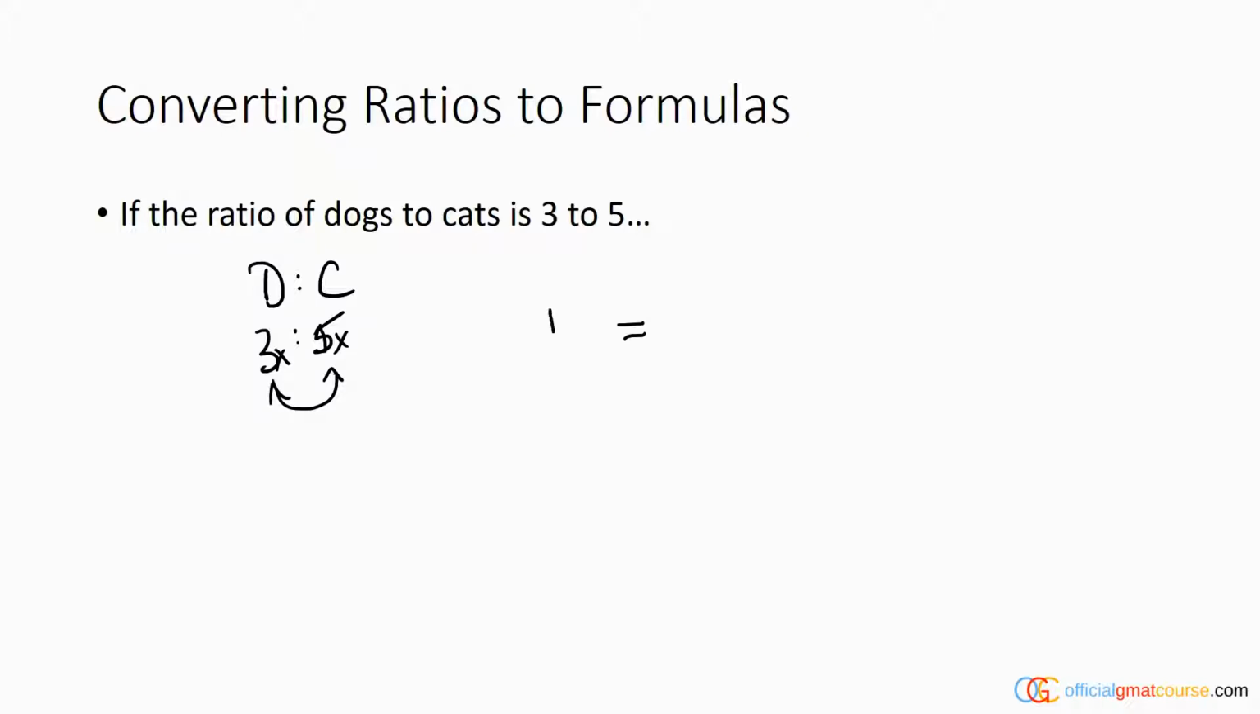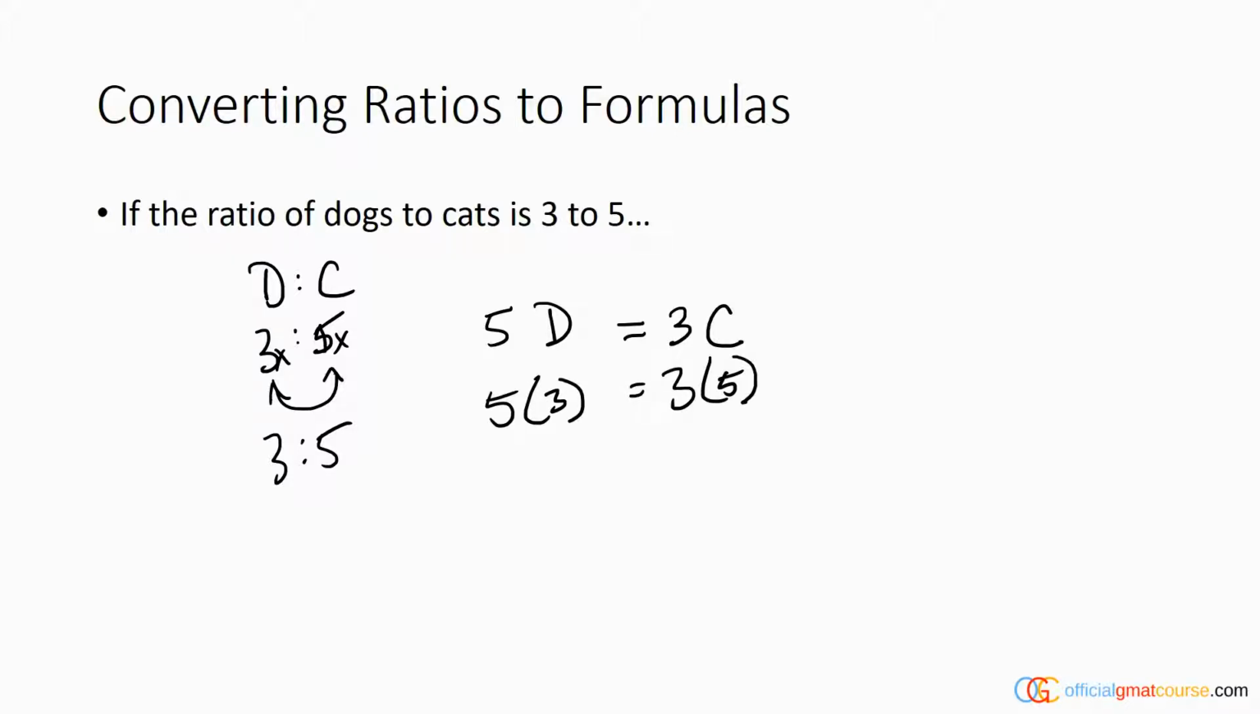If we represent the number of dogs as D and the number of cats as C, 3C would be equal to 5D. This can be a little bit confusing, but I'll show why this actually works out. So let's pretend there actually were 3 dogs and 5 cats, which is obviously a 3 to 5 ratio. If we put the number of dogs in for D and the number of cats in for C, we'll find that both sides are equal to each other at 15.